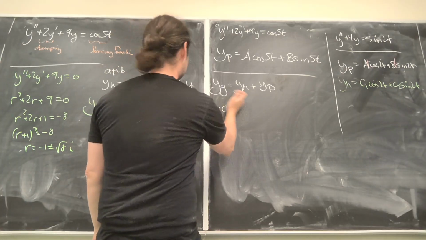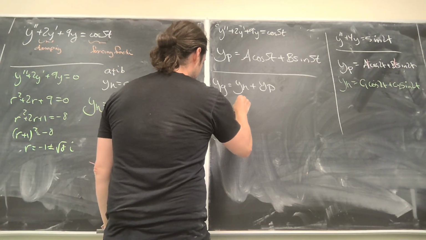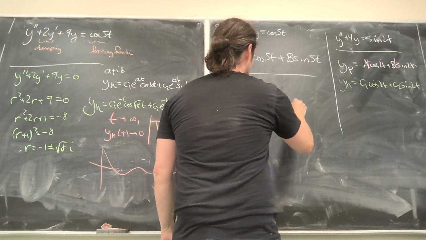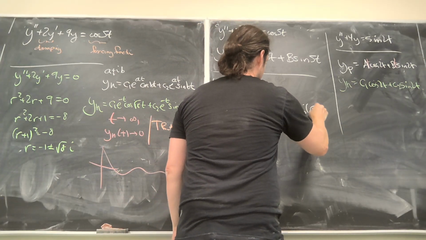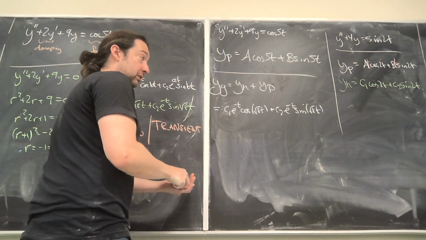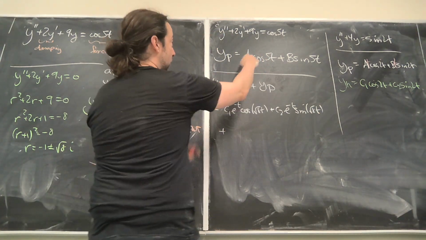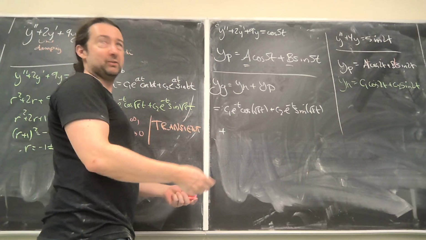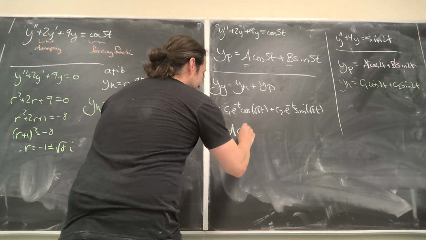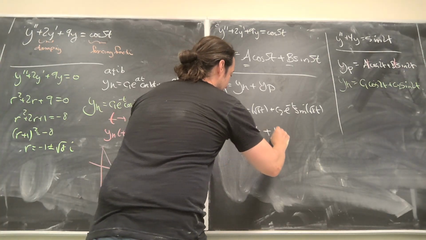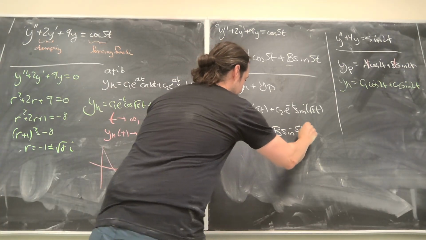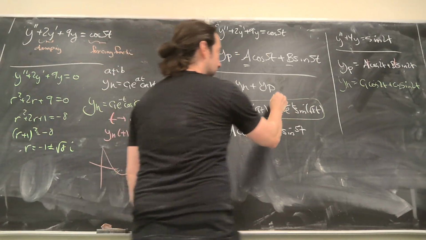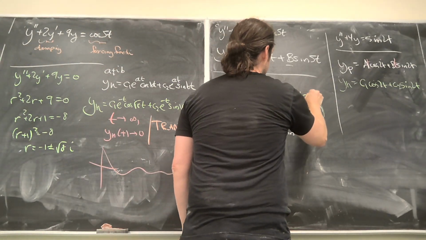y general equals C1 e to the minus t cosine of the square root of 8 t plus C2 e to the minus t sine of the square root of 8 t. That was our homogeneous solution. Plus, you could, in practice, solve for this a and b. I don't want to do the algebra right now; I'm going to make you guys do that. A cosine of 5t plus b sine of 5t. That solution will work. This bit right here goes to 0 as t goes to infinity.